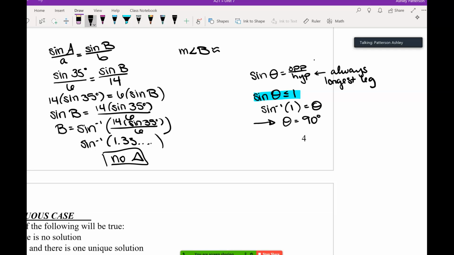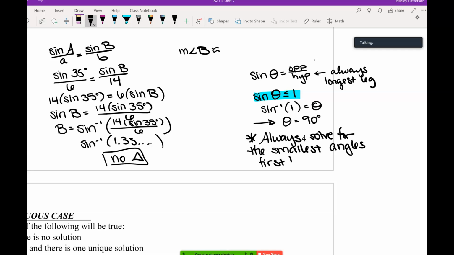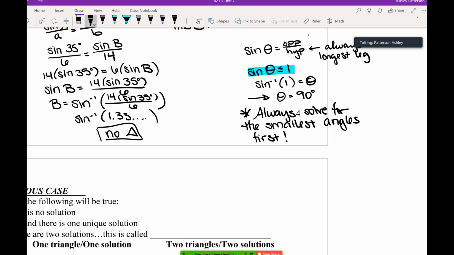So, when you're using the law of sines to solve a triangle, you must always solve for the smallest angles first. Why? Because inverse sine will not give you an obtuse angle. And if there's an obtuse angle in your triangle, well, shoot, I'm not going to solve and find it this way. Now, if you're thinking, yeah, how do I know where my small angles are?